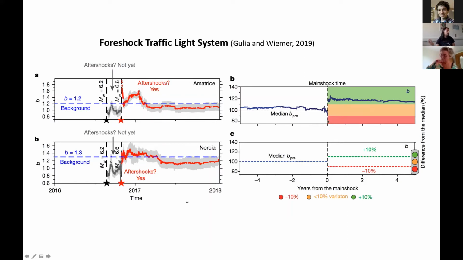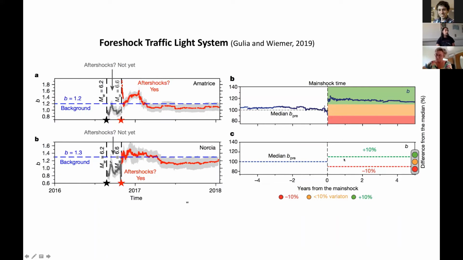If you want to put some physical meaning on it, you might say that stress is being accumulated during this foreshock sequence, and you might expect a bigger earthquake to happen. Instead, if you are in this green area, which is above plus 10% from the median interseismic b-value, you are in a kind of safe zone where you know that you are already in the aftershock sequence, so the largest earthquake has already passed.